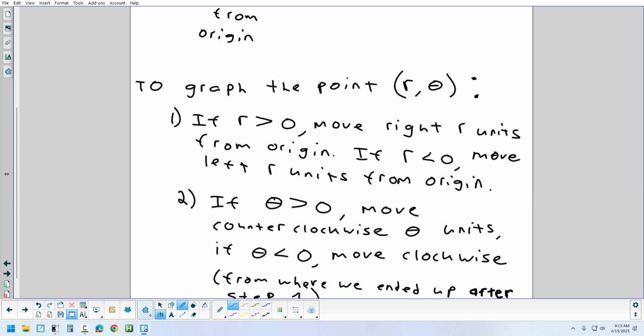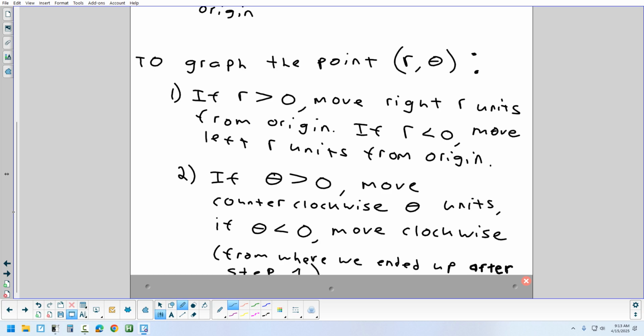So depending on whether your angle is positive or negative, you're then going to rotate clockwise or counterclockwise after doing step one. That part's kind of like an XY coordinate. You have to do the first number, get to that point, and then you look at the second part of your coordinate, and that tells you to do something else. So the first number tells you to move left and right. The second number tells you to rotate clockwise or counterclockwise.